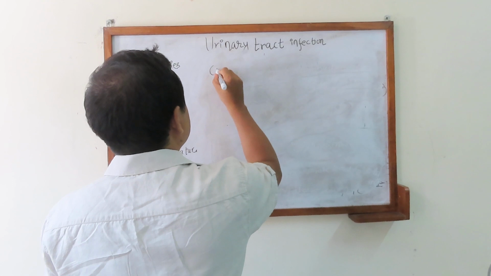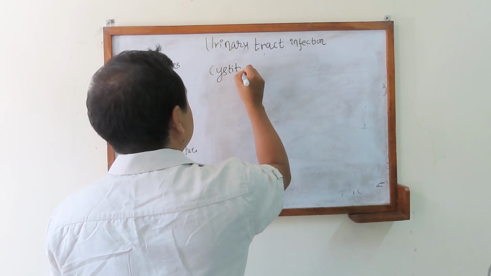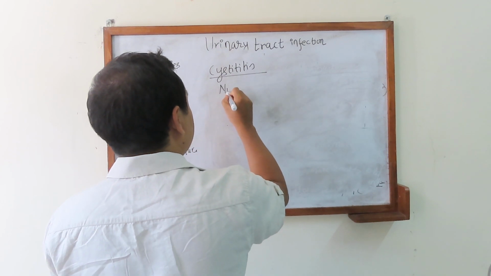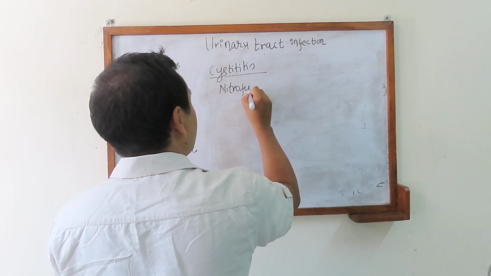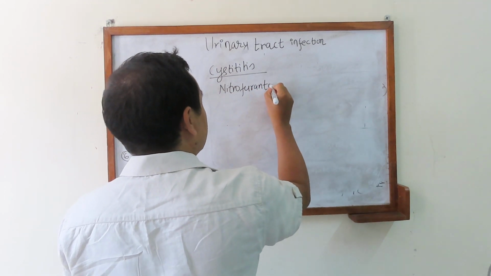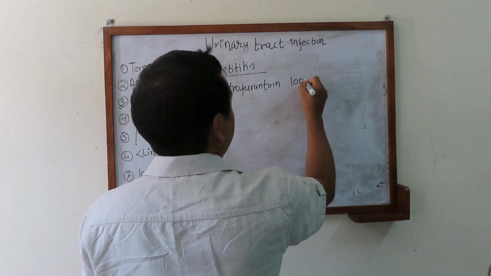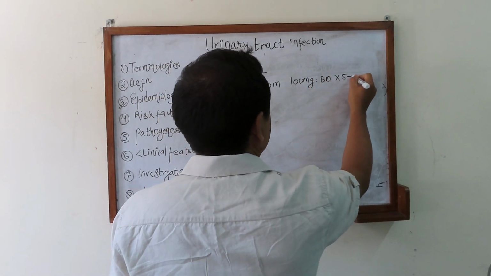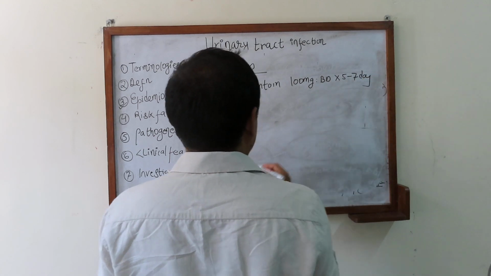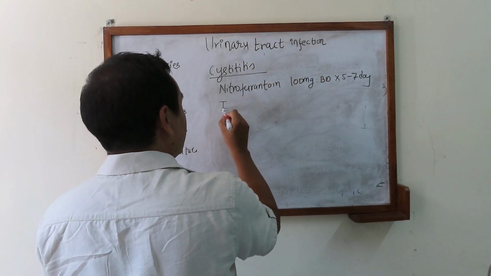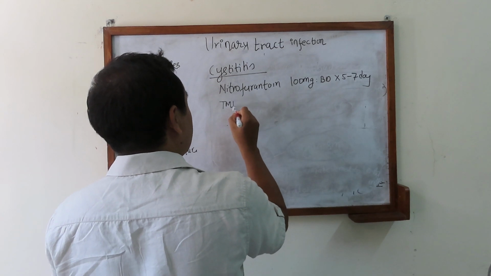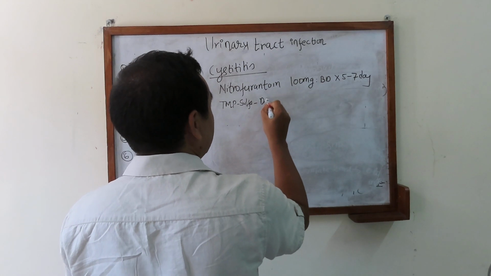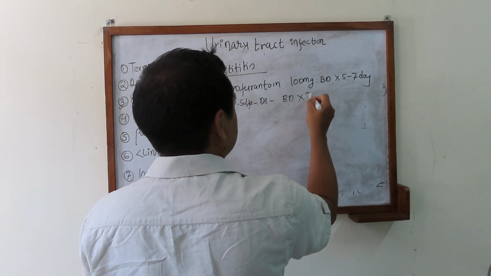Now if someone has cystitis, what do we give? The important drug you use is nitrofurantoin. It is used in a 100 mg BD dose for 5 to 7 days duration. It is a very important drug. Another drug we can use is trimethoprim-sulfamethoxazole, double strength, BD for 3 days.